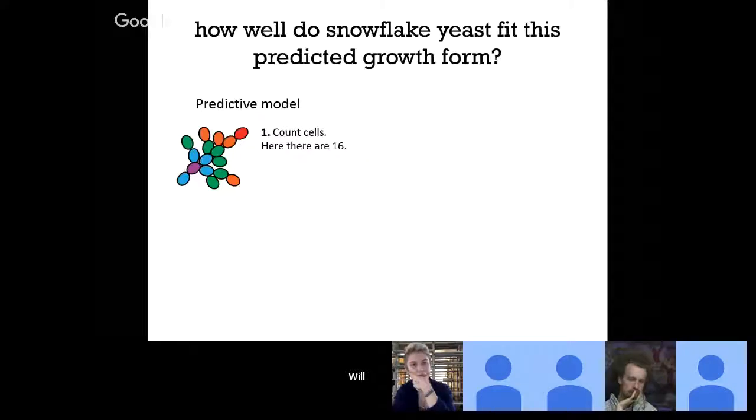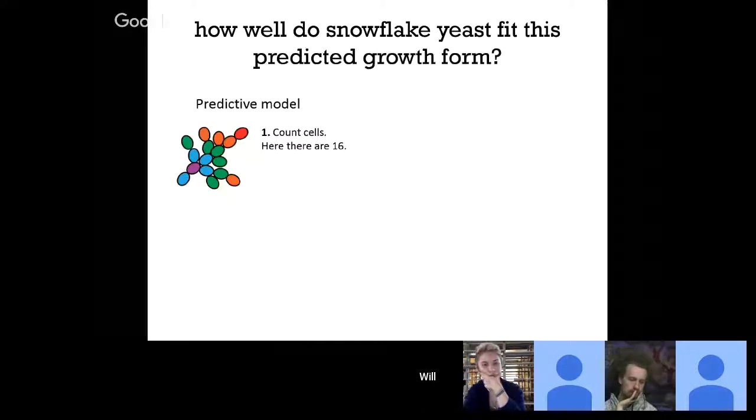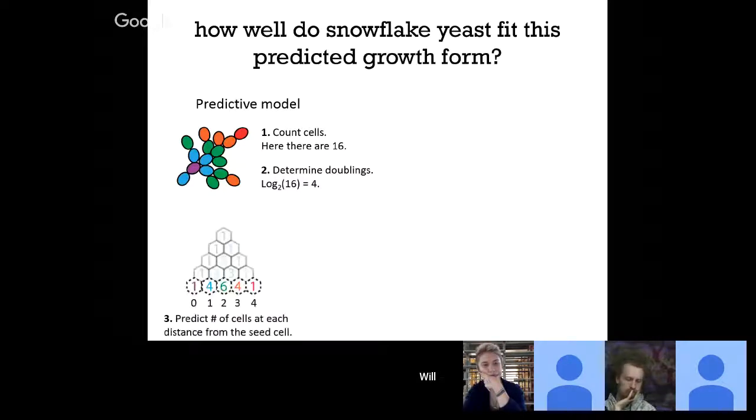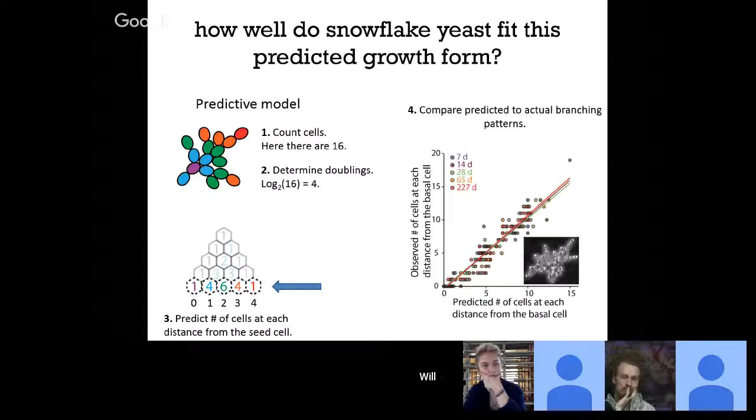So what we did is we made a really simple predictive model where you just count the number of cells in the group, and from that determine the number of doublings. And I should say that we started all of our experiments with snowflake yeast that we had mechanically reduced to single cells. You can crush them between glass slides and break them apart. Then we get the distribution of cells expected if they're growing according to this simple snowflake yeast growth form. And then we plot the predicted distribution of numbers of cells based on the number of doublings they should have gone through against the observed number of cells at each position in the group.